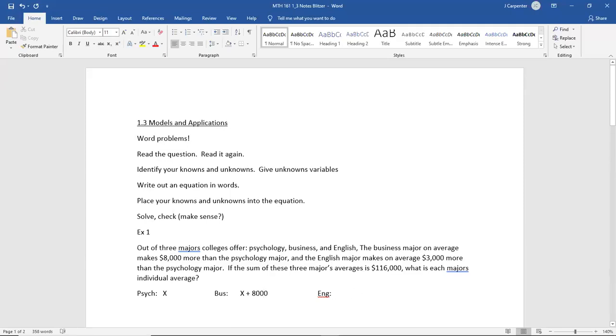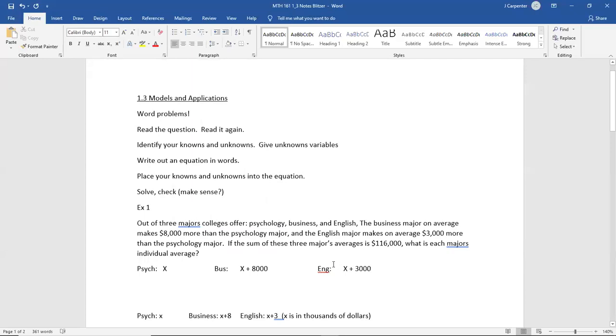So let's see if we can do the same thing for the English major. The English major makes on average 3 grand more than the psych major. So if the psych major is making 40, the English major is making 43. If the psych major is making 100,000, the English is making 103,000. So let's take the psych major, which was X, and then we add our 3,000. If you want to put the 3,000 before the X or the 8,000 before the X, be my guest. Nobody cares. It's perfectly fine because it's addition. If it was subtraction, that statement wouldn't hold true.